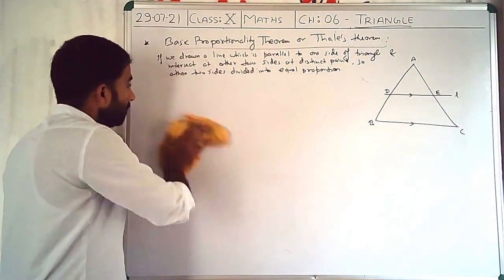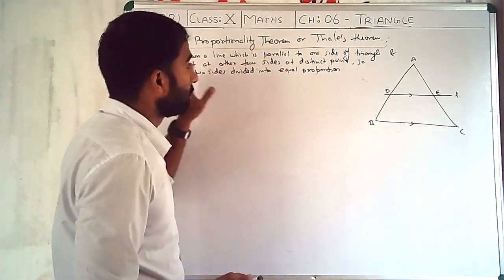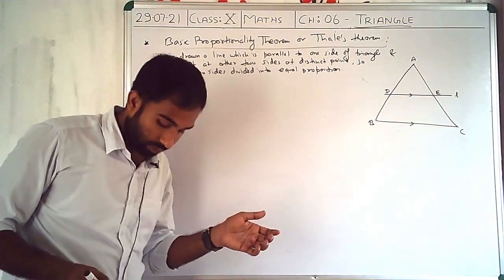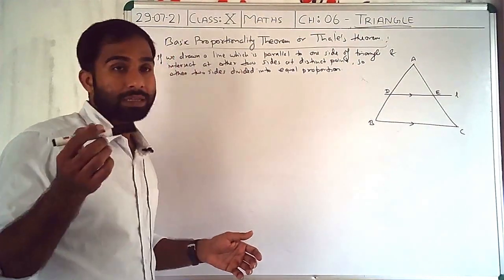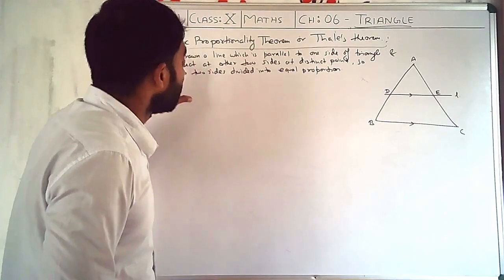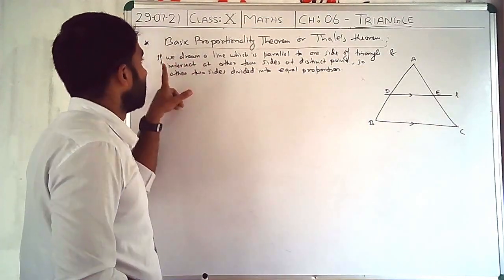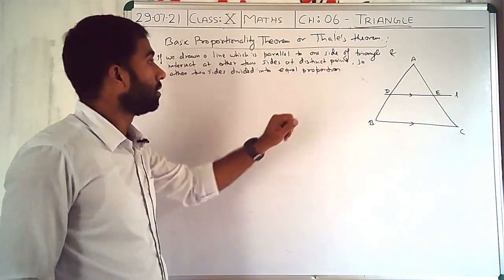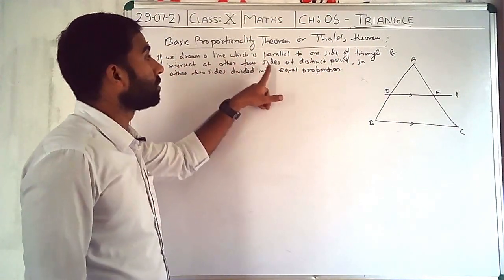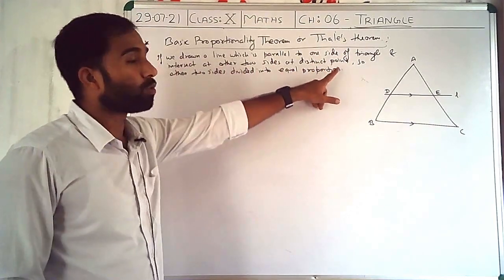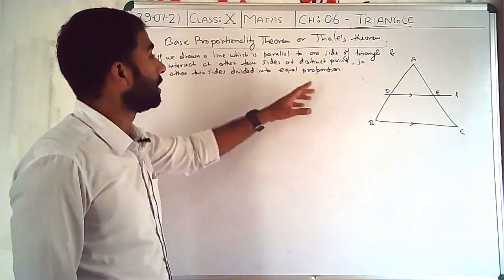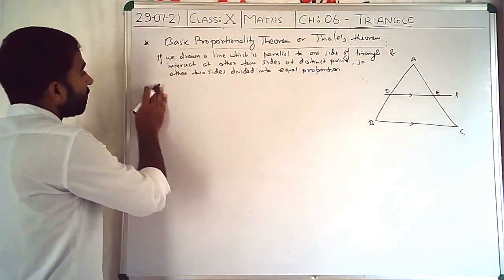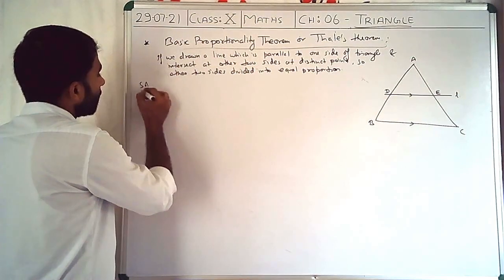I will explain to you the meaning of this theorem. If you want, I can explain again. Okay, this theorem says if we draw a line which is parallel to one side of the triangle and intersects the other two sides at distinct points, then the other two sides are divided in equal proportion. So we will follow the rule in the solution.